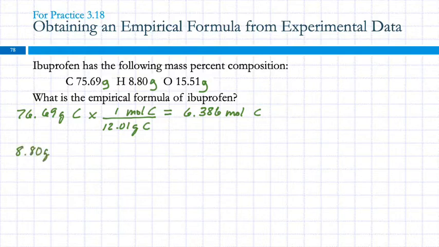8.80 grams of hydrogen. 1 mole of hydrogen is 1.008 grams. 8.8 divided by 1.008. It's going to be 8.73 moles of hydrogen.